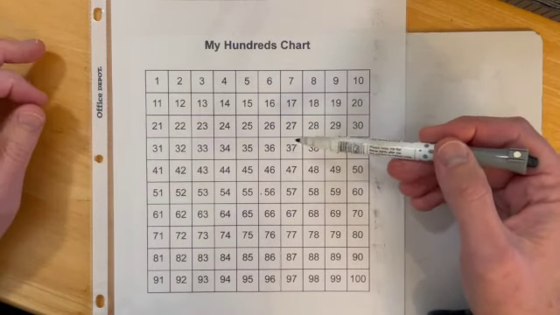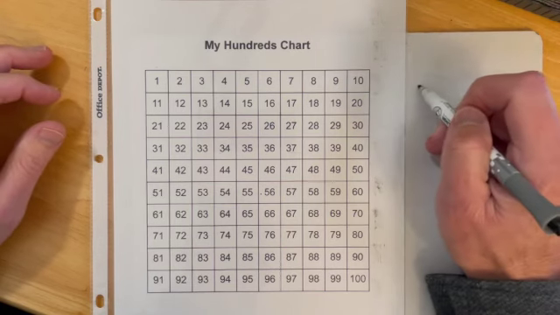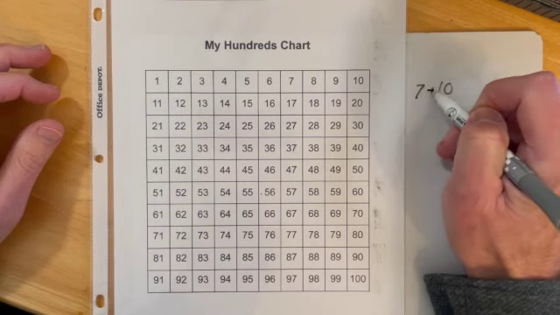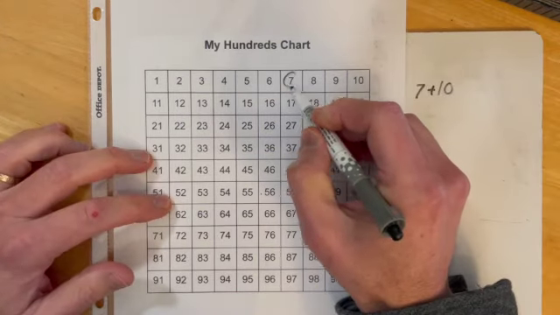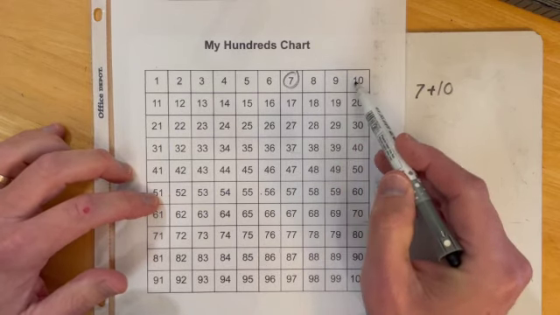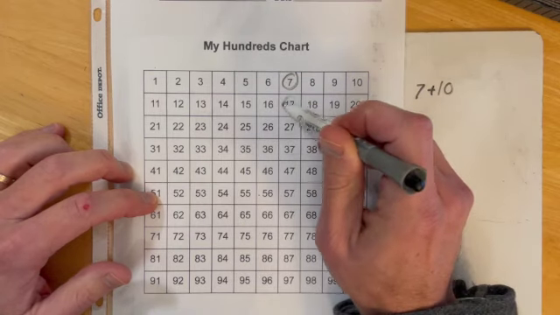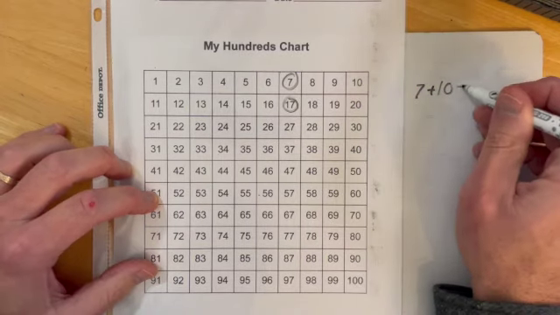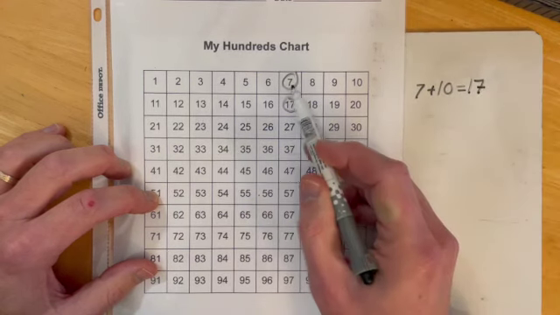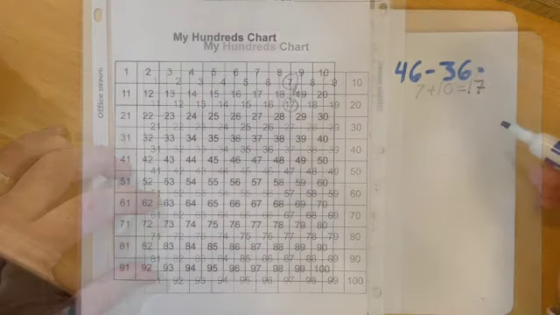And so this gives kids a visual sense of how adding 10 works. If I asked what is 7 plus 10, I could circle the 7. And at first your kid might go, well, 1, 2, 3, 4, 5, 6, 7, 8, 9, 10. And then they would see that adding 10 took me straight down the hundreds chart.